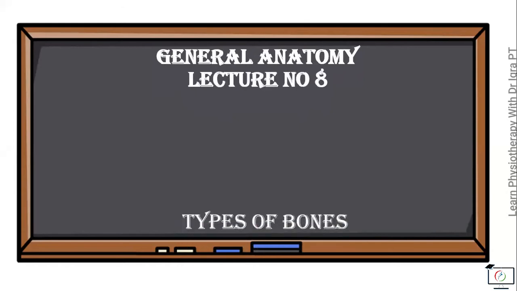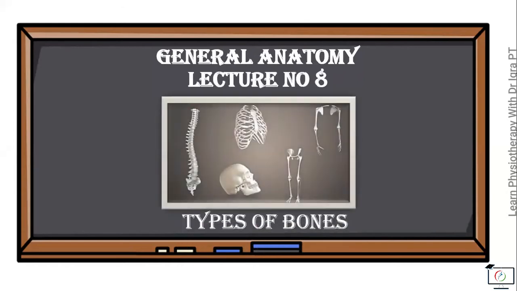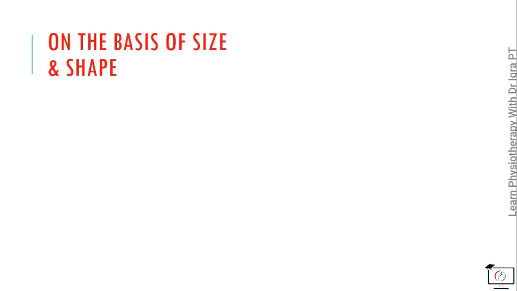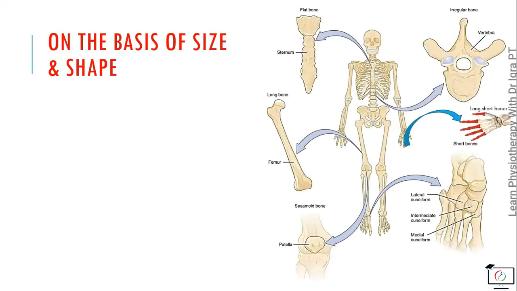Hello and welcome to my general anatomy lecture series, and in today's lecture we will talk about the types of the bones. Basically, bones are classified on different bases. For example, the size and the shape, on the basis of their region, structure, development, and there is some miscellaneous classification. First of all, on the basis of the size and the shape, the bones are classified into a long bone.